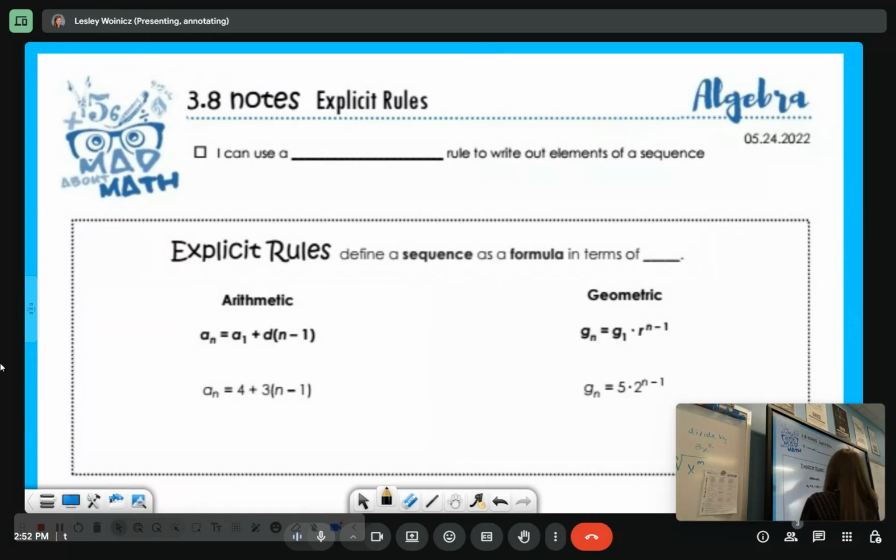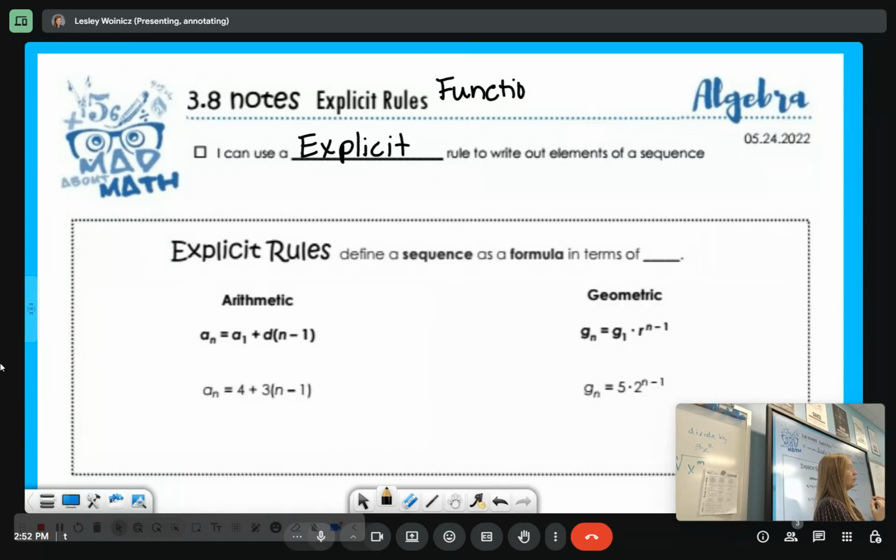All right, today we are using explicit rules. Now, an explicit rule is special because it is like a function rule. These are like function rules. They have input and output. Okay, which for mere mortals like us makes these rules very, very wonderful to use.